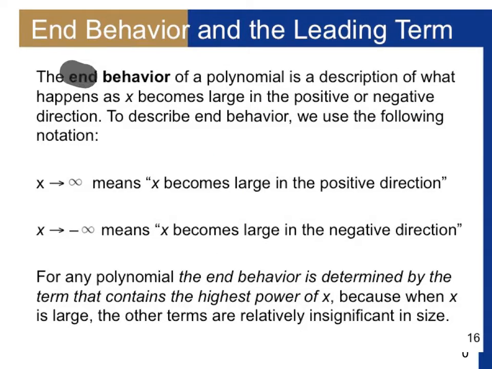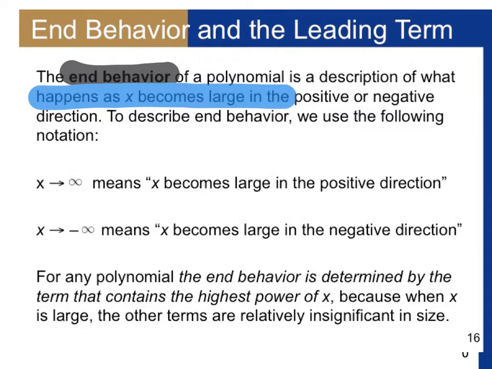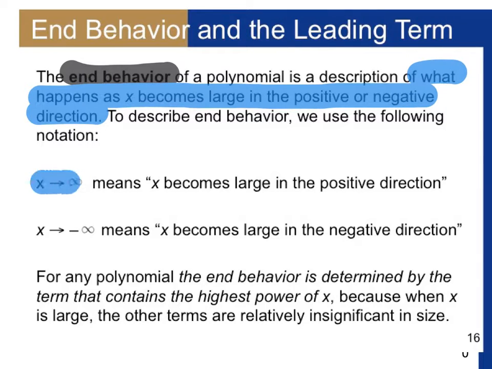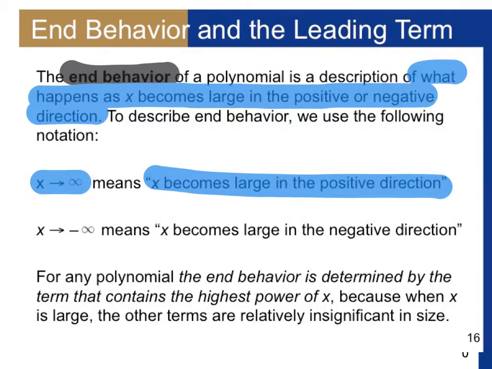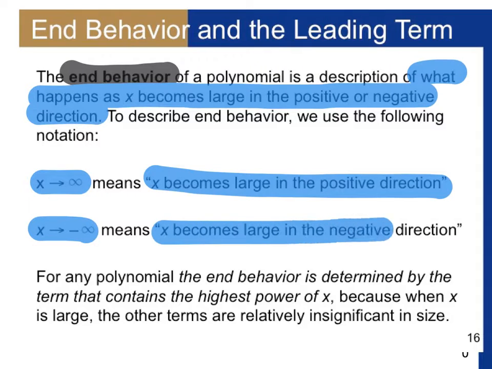Okay, now let's talk about end behavior. The end behavior of a polynomial is what happens as x becomes large in the positive or negative direction. If you think about way out to the right or way out to the left, what's happening to the graph? Way out to the right would be x approaching infinity, so x becomes very large in the positive direction. Way out to the left would be x approaches minus infinity, which means x becomes large in the negative direction. We want to know what's happening to that graph. So that's what we mean by end behavior.